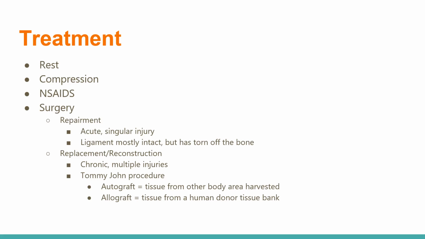Tommy John procedure is done for this, and there are 2 different kinds of tissue harvesting. There's autograft, which is where the tissue is harvested from another area of the body on the individual that is receiving Tommy John, and an allograft, which is tissue that comes from a human donor tissue bank.